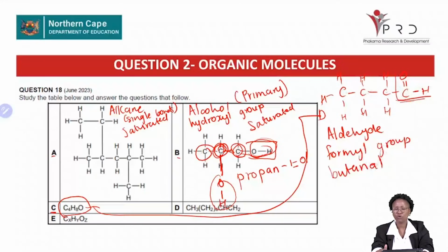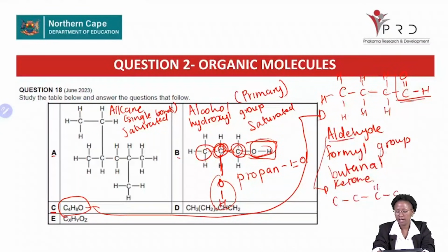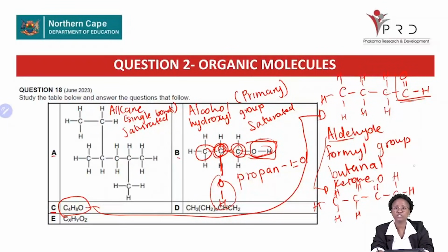What else can I know from here? Oh, aldehydes, I know something. They can form functional isomers. What functional isomer can I form? I can form a ketone from this. Okay, what type of ketone? Can I draw the ketone? Yes, 1, 2, 3, 4. I have my ketone. There it is. I still have the same molecular formula, but a different functional group. So that tells you that I can form a functional isomer.